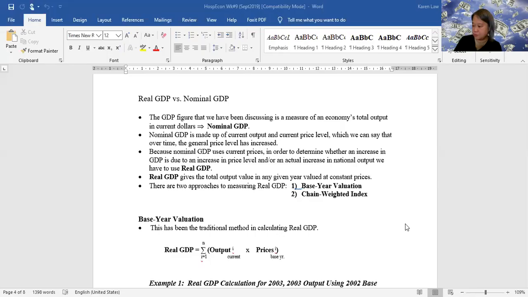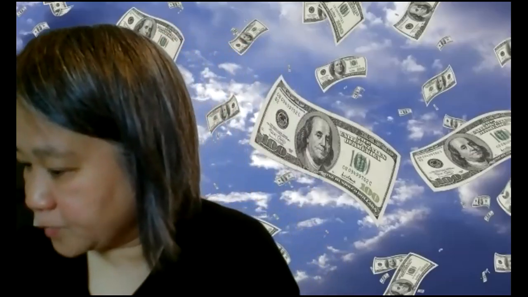All right, so here is our real GDP and our nominal GDP. So let's just go through why we use our real GDP versus our nominal GDP in measuring economic growth. Okay, so let's take a look at our GDP formula.